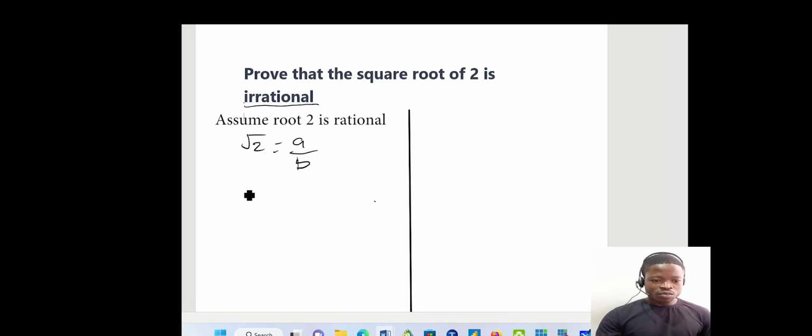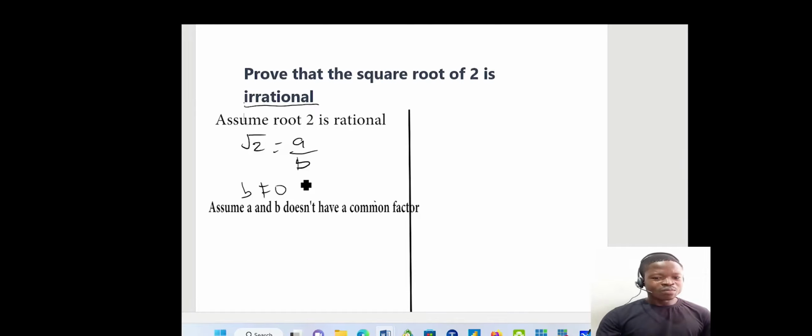And the condition that you should take note of is the fact that b is not equal to 0. And not just that alone, a and b don't have a common factor. So we also assume that a and b do not have a common factor, because from the initial explanation, you observe that for a number to be irrational, number one, you cannot express it as a ratio.